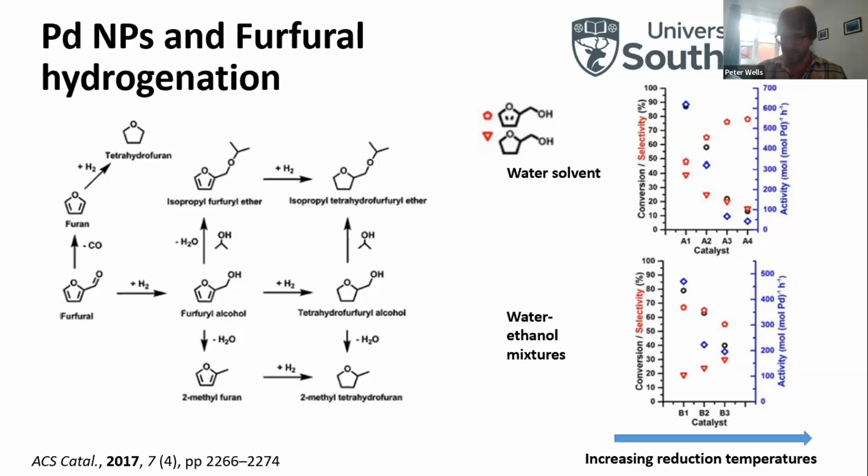But interestingly, although the particle size is going in the same direction, in the water ethanol system you get the inverse trend. You begin to get reduced selectivity towards the furfuryl alcohol, and you get higher selectivity towards tetrahydrofurfuryl alcohol. So essentially the same catalyst, palladium on titania, but inverse particle size effects in terms of selectivity. And we thought this was fascinating.